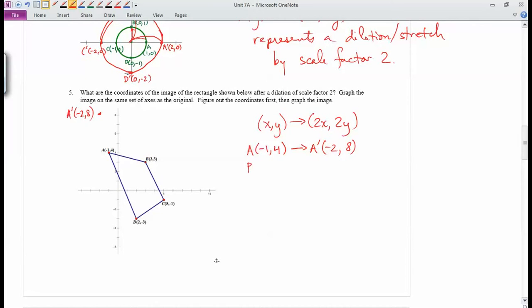And then B, if I double the 3's, I'm going to get 6's. So B prime will be at 6, 6, which is about here. And then C was at 5, negative 1. So if I double that, I'll be at 10, negative 2. So let's see, 10, negative 2 is here.